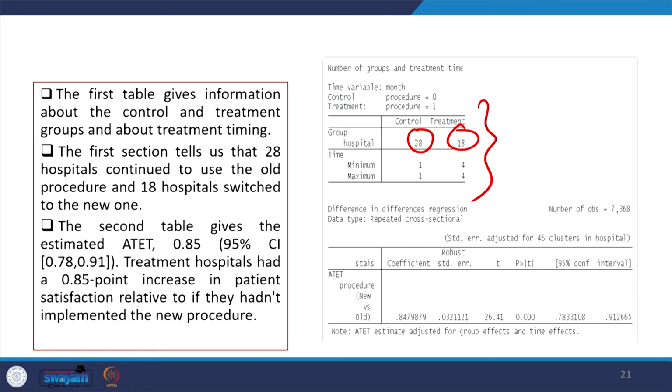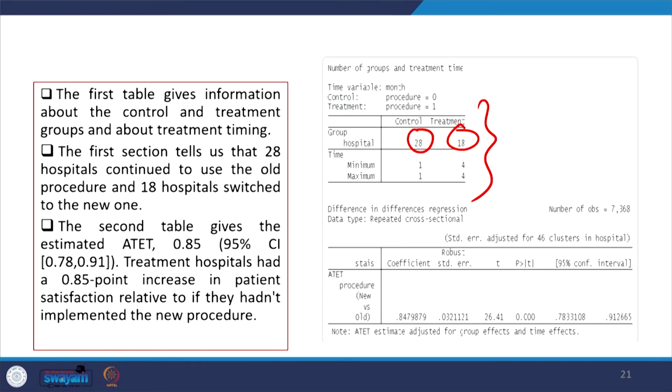Now, procedure, as we already said, is 0 and 1, treatment and no treatment. If it's no treatment, then of course they are the control group, isn't it? The first section tells us that 28 hospitals continue to use the old procedure, and 18 hospitals switch to the new one. The second table that is mentioned here gives the standard error and its p values.